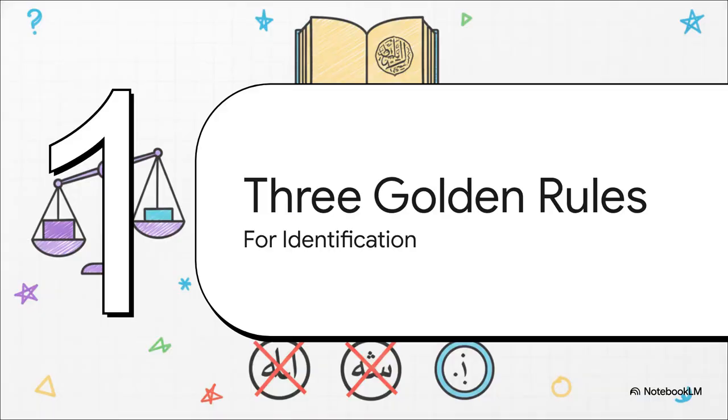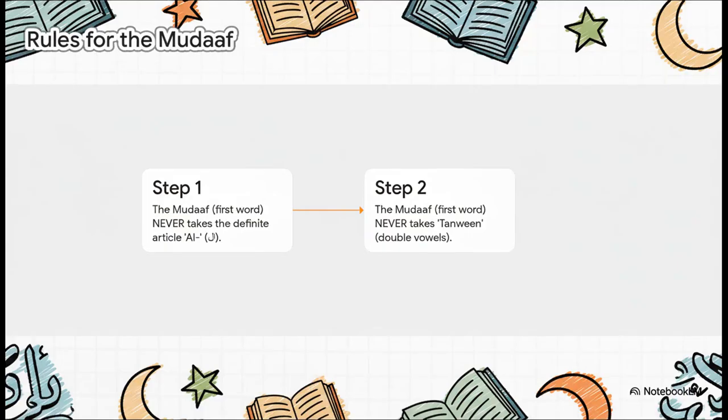Okay, now for the most important part. How do you actually spot one of these phrases out in the wild? Well, it all comes down to 3 golden rules. This is your foolproof checklist, your secret decoder for finding them. The first 2 rules are all about that first word, the mudaf. Rule 1, it can never, and I mean never, have al in front of it. And rule 2, it can never have tanween. You know, those double vowel markings? It only ever gets a single vowel. These 2 are absolute, non-negotiable deal breakers.